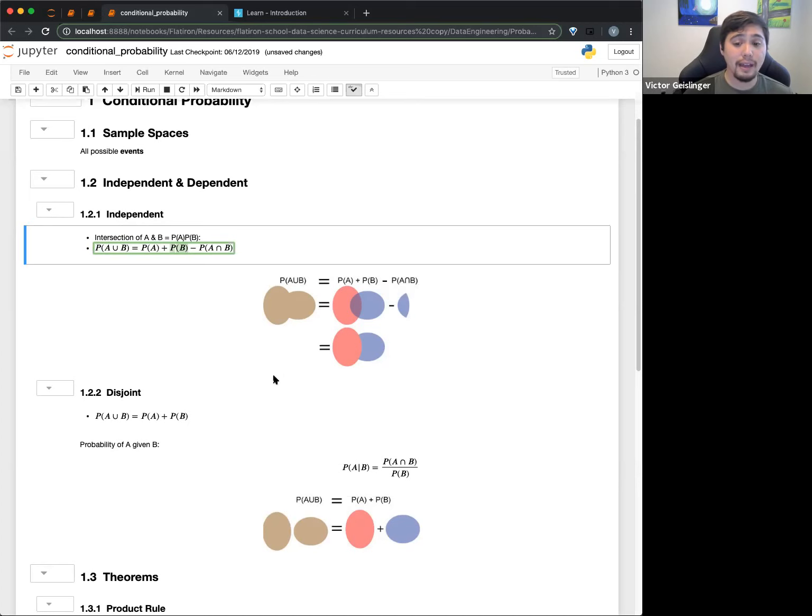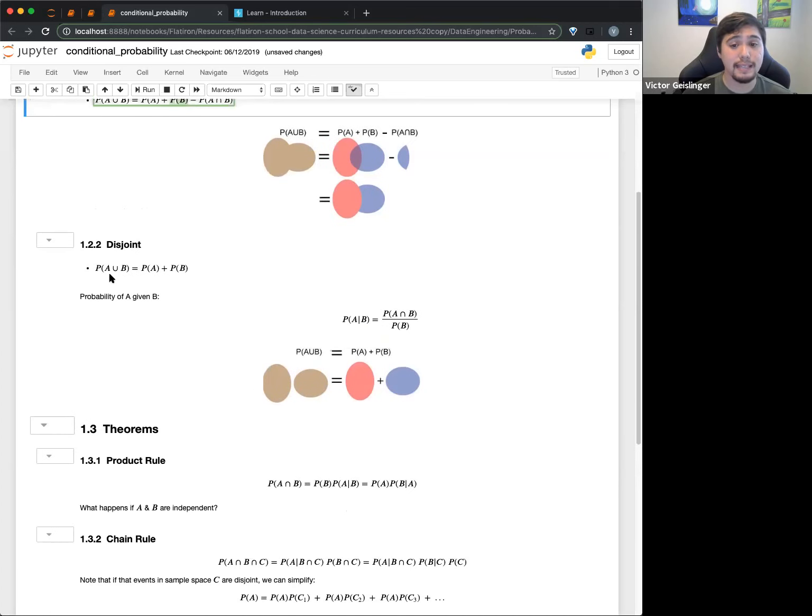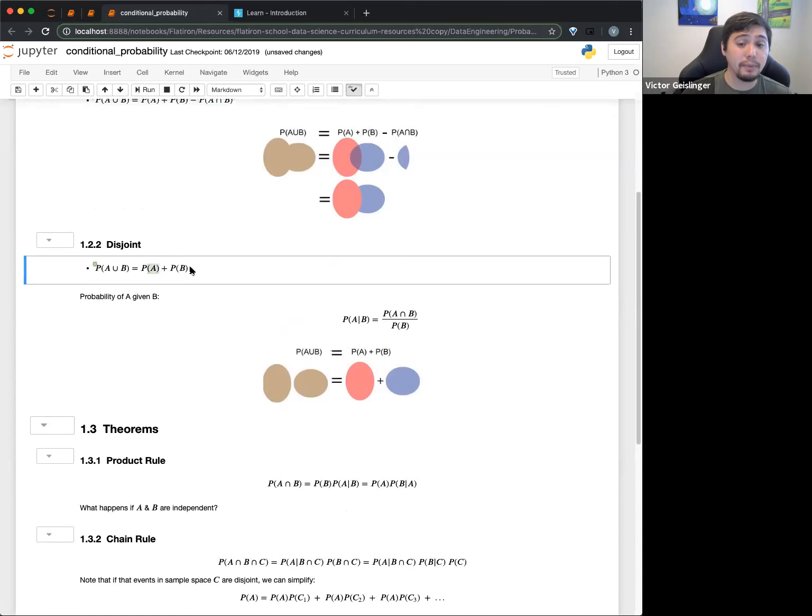Okay. We also have disjoint, which basically is that they're not connected together, which is not the same thing as independence, but they're similar in that way. And so we can see here that basically the formal definition is the probability of A union B, so A and B together, okay? It's just simply the probability of A plus probability of B, which you can see visually here. I think this is from the curriculum right here. It's basically, they're just completely separated from each other. So you can just consider those separately.